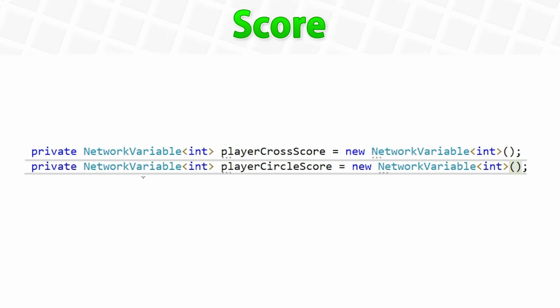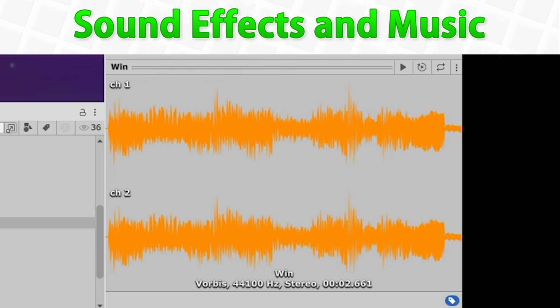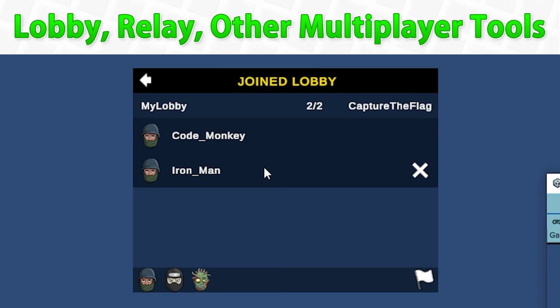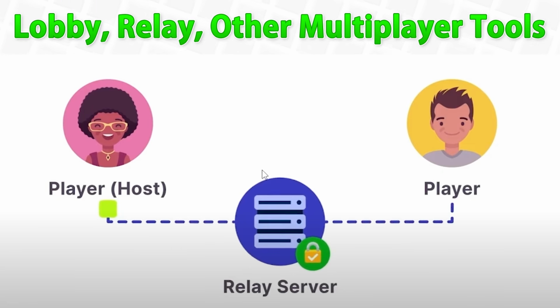Next, we add a persistent score to keep track of all the wins and losses for each player. This one also uses a nice network variable to keep that data synchronized. Then for something fun, we implement some sound effects and music to make the game come alive. After that, we implement 2 very important multiplayer tools, Lobby and Relay. Lobby is how we can group our players together before starting the game, and Relay is a super useful tool that helps us bypass firewalls and nets so our players can host and actually connect to one another.